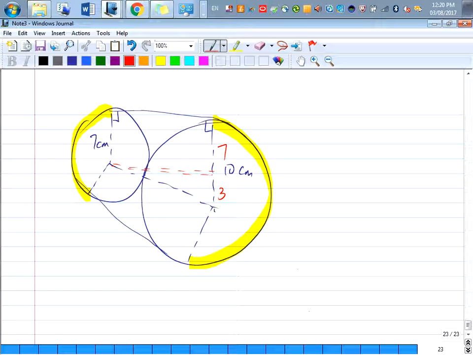Length of line connecting the radius. Okay, do we need that? Yes. Okay, this is equal to the square root of 17 squared minus 3 squared, since the radii are 7 and 10. This is the square root of 280, I don't want to evaluate yet.